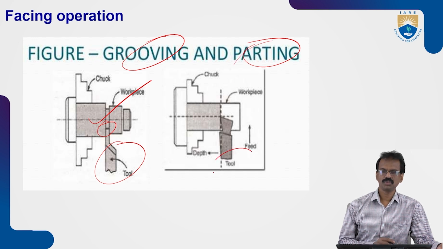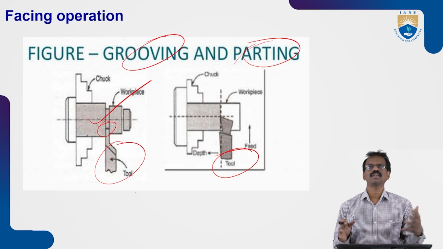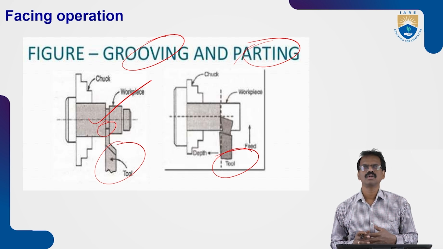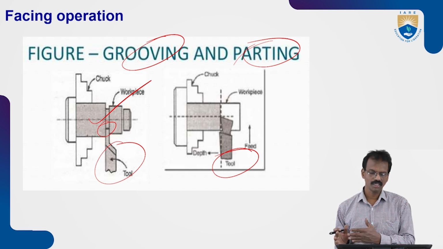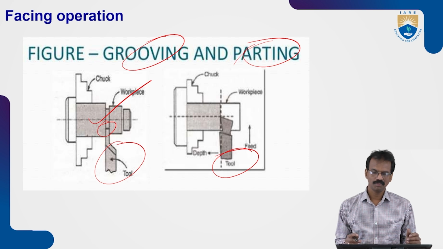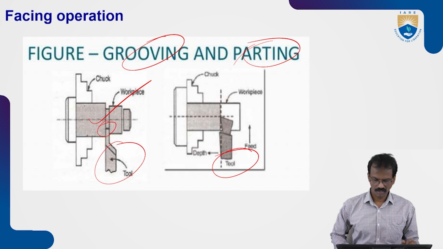By using the parting tool, we can cut the workpiece to remove unwanted size. We can reduce the length of the workpiece also. You can separate the workpiece into two parts. So these operations also can be performed on the lathe machine.